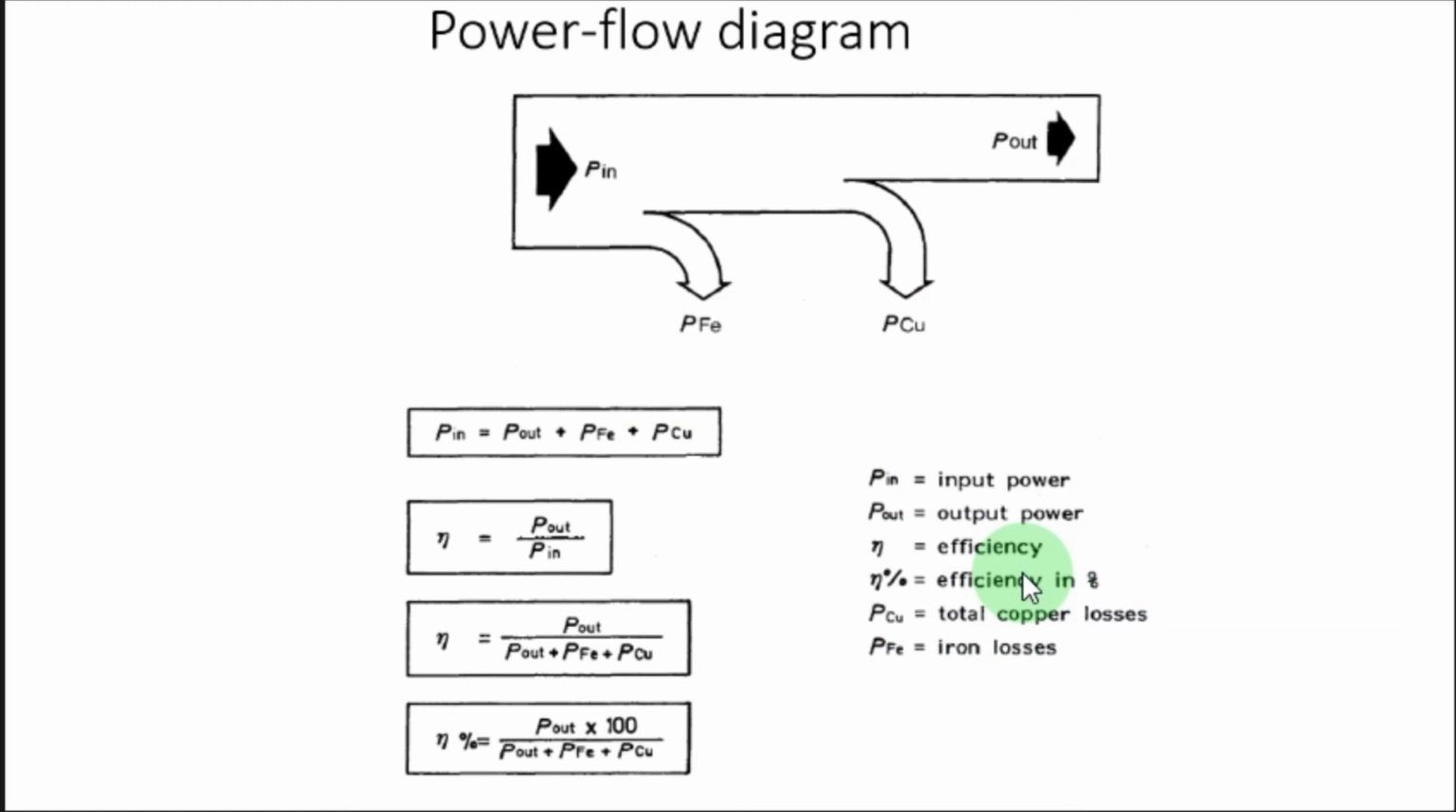You give some input power and iron loss will happen due to the core losses, and then copper loss, winding loss will happen, and then you get a smaller amount as the P out. And then efficiency is P out over P in. You can calculate it like this as a percentage.